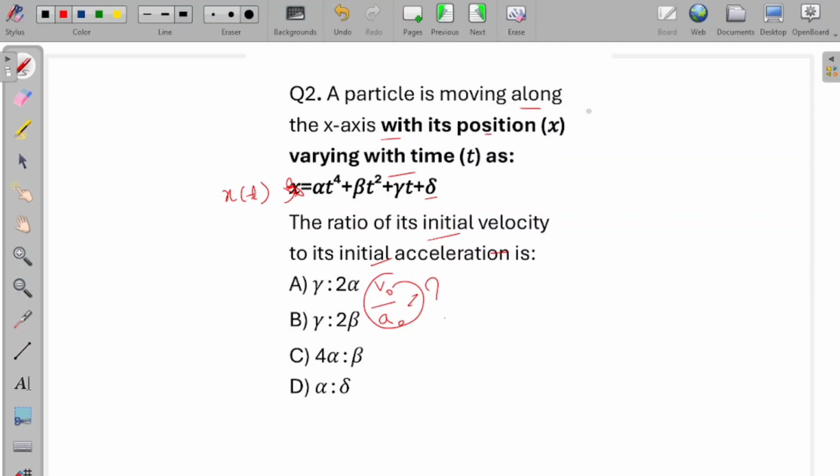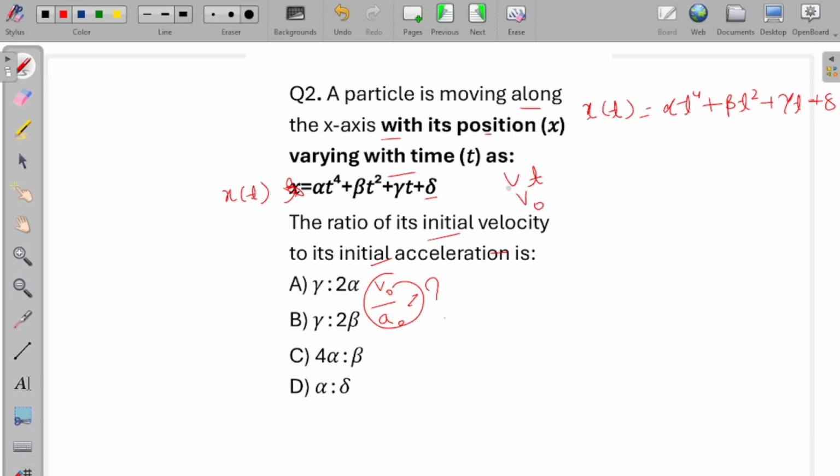So let's write the expression for the position. Xt is equals to alpha t to the power 4 plus beta t square plus gamma t plus delta. This is the expression for position. We will first find out Vt, then we will find out V naught.